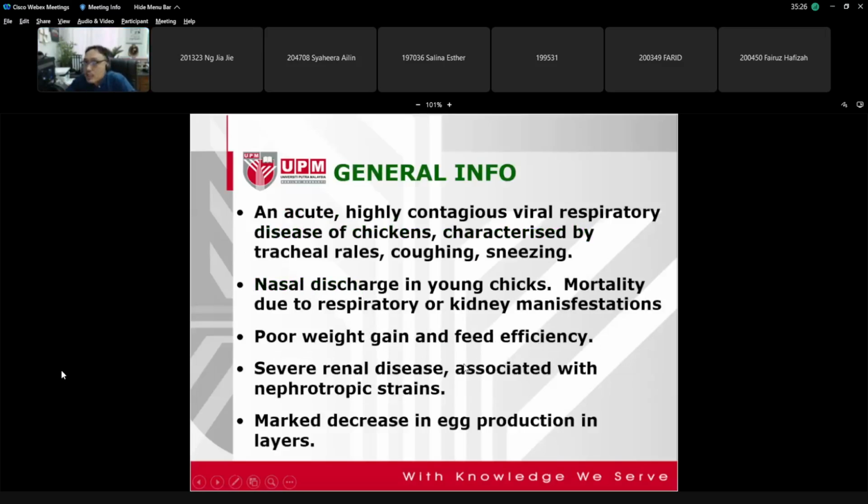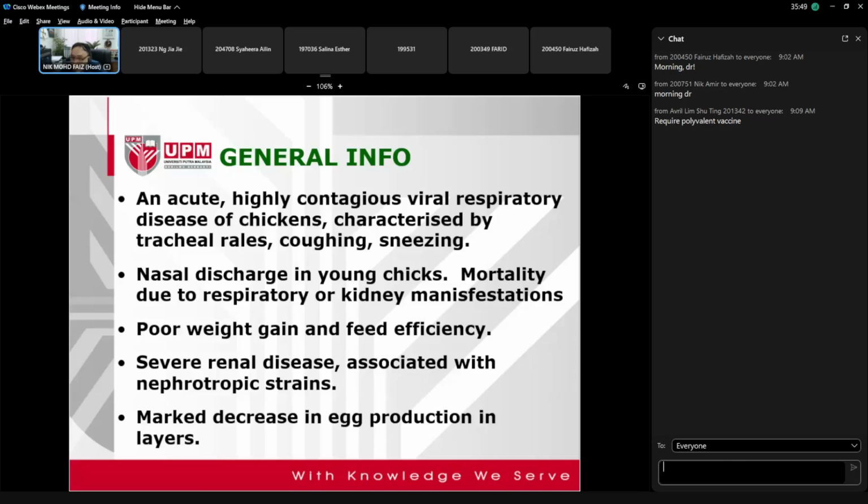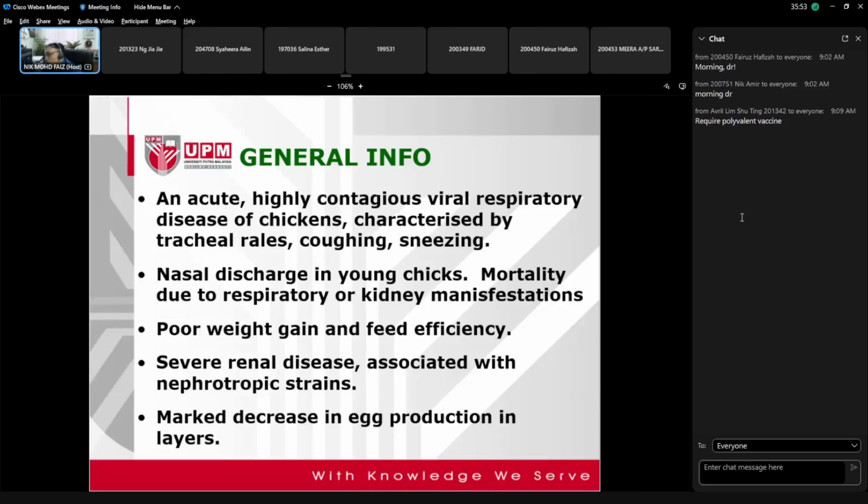So in general, still on the introduction, it is an acute, highly contagious viral respiratory disease of chickens characterized by rales, coughing and sneezing, nasal discharge in young chicks, and mortality due to respiratory or kidney manifestations. You will see poor weight gains and feed efficiency, and severe renal disease associated with nephrotropic strains. So some of the strains of this one can also cause renal problems.